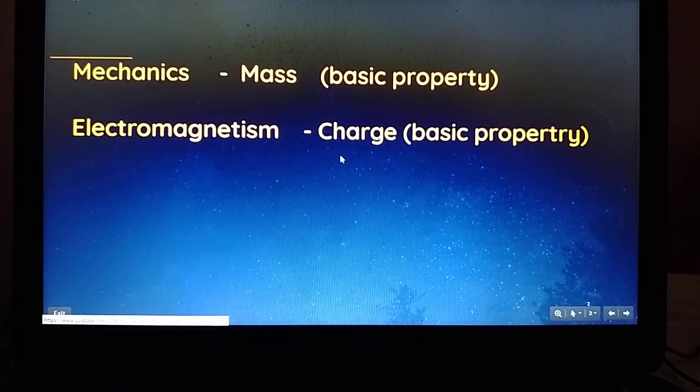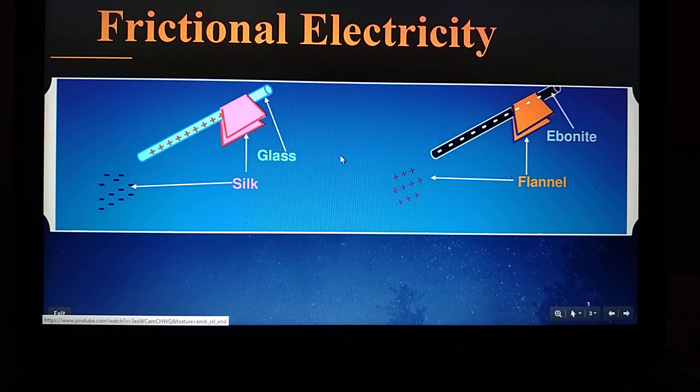Now let's see how charge can be produced. That is called frictional electricity. As you can see in the picture, the glass acquired positive charge and the silk acquired negative charge. It's because when we rub two bodies like that, the electrons in the glass are loosely bound compared to the electrons in silk. So when the glass and silk are rubbed together, loosely bound electrons from the glass get transferred to the silk.